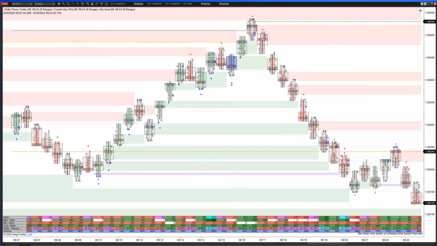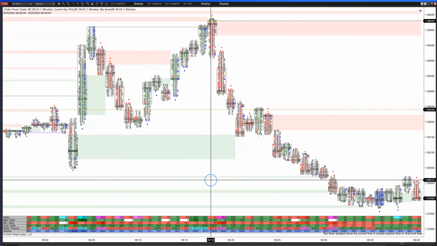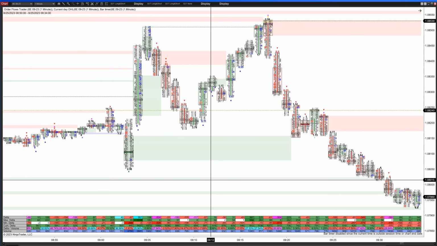Okay, so this is a range-based chart. This is a time-based chart. This is the euro currency, right? I chose the euro currency because it is a market that I go back and forth on using a time-based chart and a range-based chart. I keep both of them open. I'm going to talk about some of the benefits of using it.